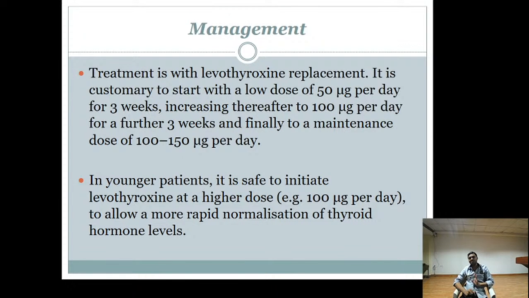How do you manage a patient with hypothyroidism? We give levothyroxine replacement. Usually the levothyroxine dose is 1.6 micrograms per kg body weight. Usually we start with 50 micrograms per day for 3 weeks, and after that we increase the dose as per the requirement. And in younger patients, it is safe to initiate with higher doses.